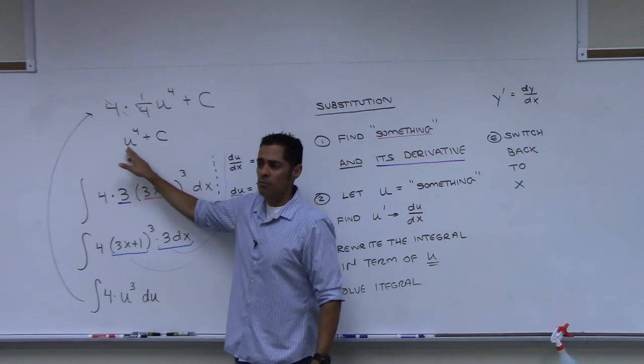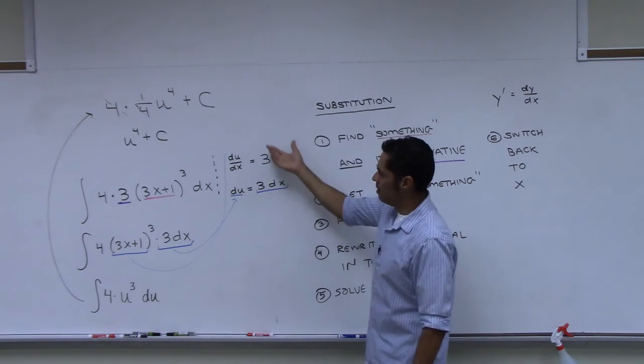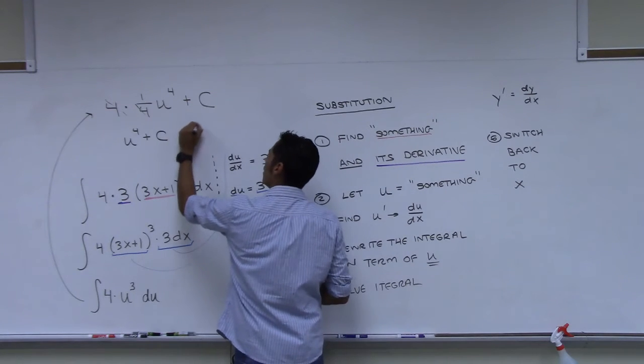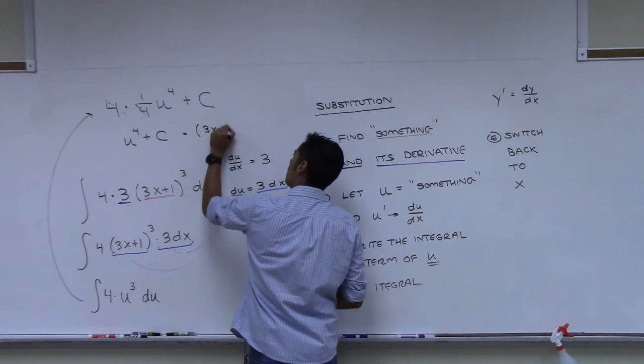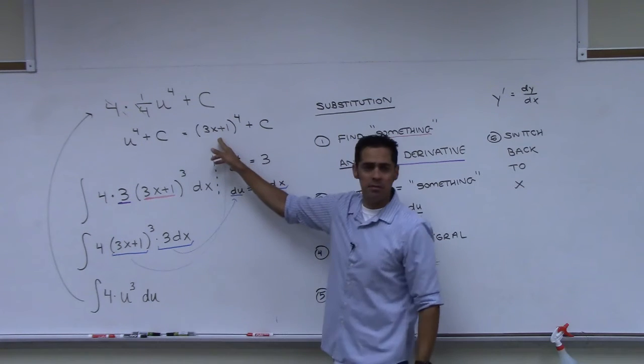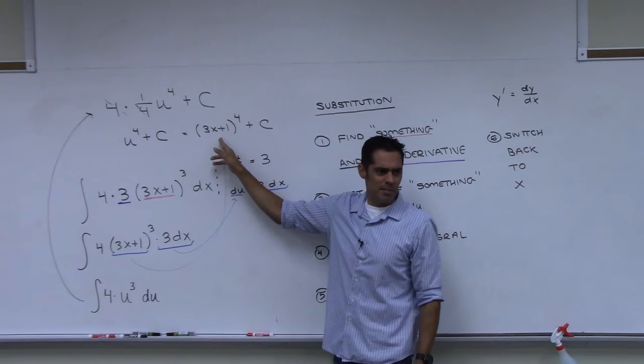So what is u? Did I erase it? Yeah, I erased it. u was 3x plus 1. So this becomes (3x plus 1) to the 4th plus c. And isn't that what I said we need to get back to? Yes. That's a lot of work, isn't it? Doesn't that seem like a lot of work?